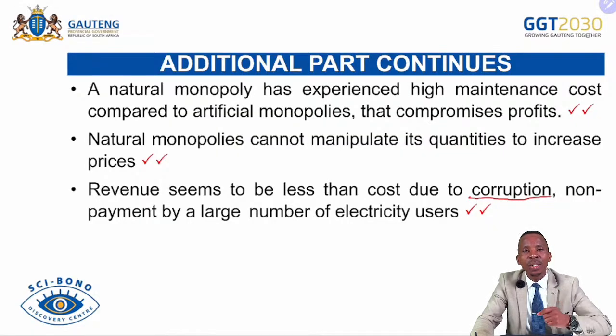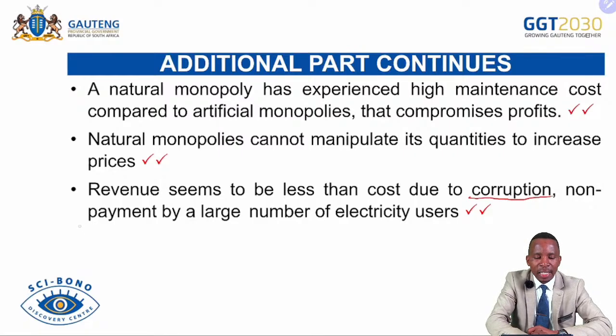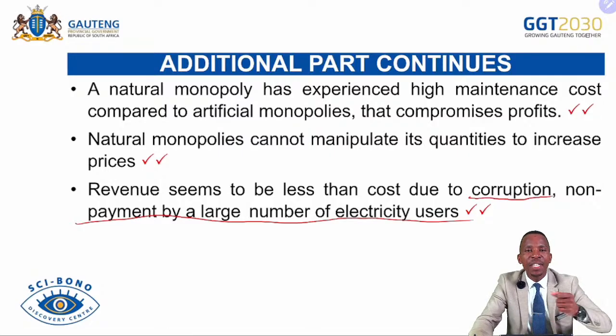Officials are not held accountable regularly, meaning they can make wrong decisions regularly because they know that they will never be held accountable for their wrongdoings based on income and expenditure. Non-payment by a large number of electricity users. We know that some communities are not paying for electricity. They breach electricity. They use illegal connections.